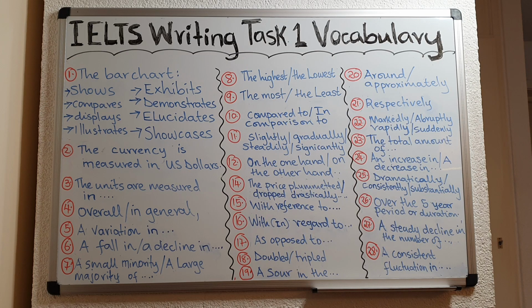Now, number 28, a consistent fluctuation. Now, consistent means steady. Okay, so it remains going up, or going down. Consistent means gradually, steadily, and steadily means that it remains doing exactly that. Now, a fluctuation means that it's going up and down.